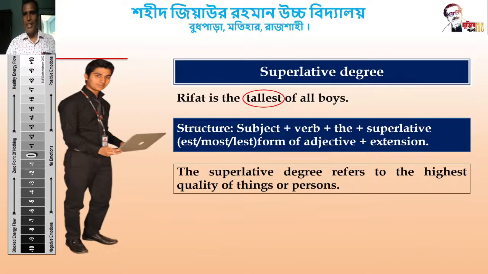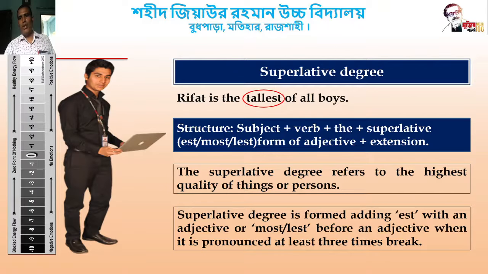The superlative degree refers to the highest quality of things or person. Dear student, the superlative degree refers to the highest quality of things or person. Here again, follow the example. Rifat is the tallest of all boys.